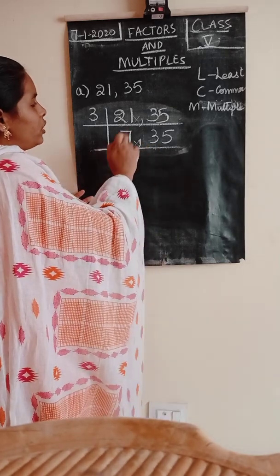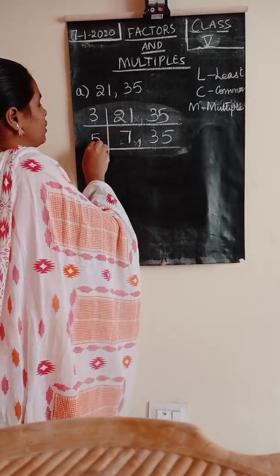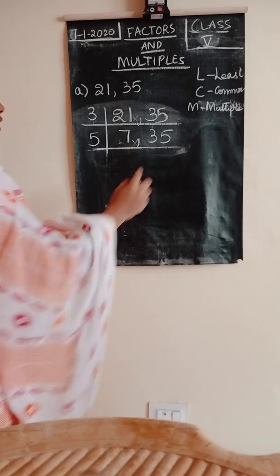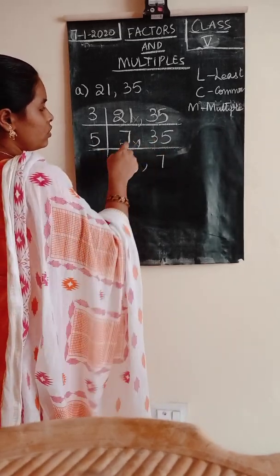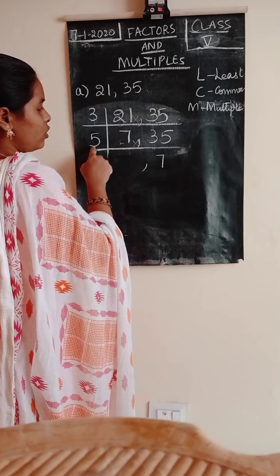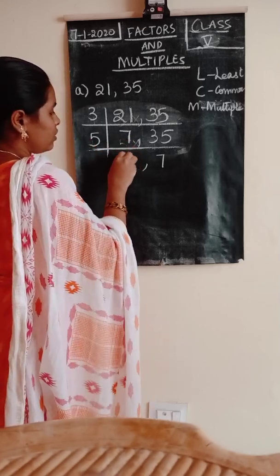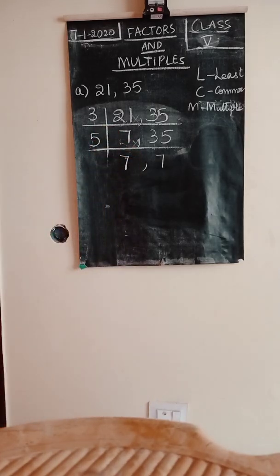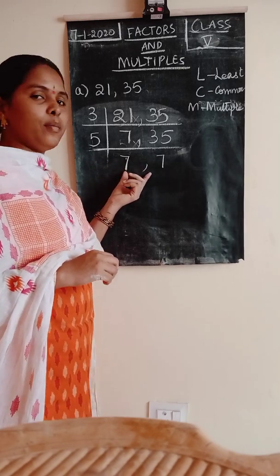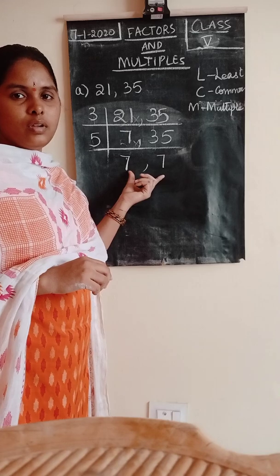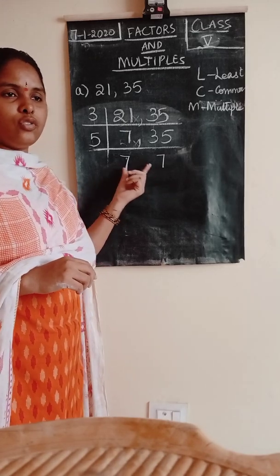If a number doesn't go, you have to start with 5. 5 sevens are 35. So 7 will not go in 5 table. So bring down this 7. Now you will stop here because you have to stop when you get both prime numbers. If you get prime numbers, you can stop here.